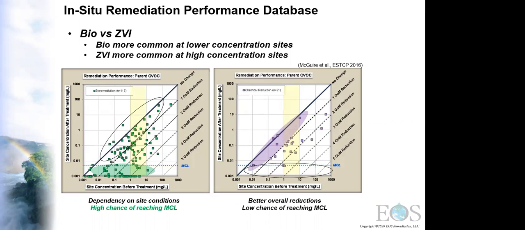And when we compare from a cost standpoint and a concentration standpoint, I've highlighted this section in yellow as what I would say is the sweet spot where you can see ZVI worked really well. So did bioremediation, but you had some bioremediation sites that maybe didn't work out quite as well. And perhaps if you utilized both ZVI and bio at those sites in this concentration range, you would have gotten that 1 or 2 orders of magnitude where the bioremediation sites maybe didn't.